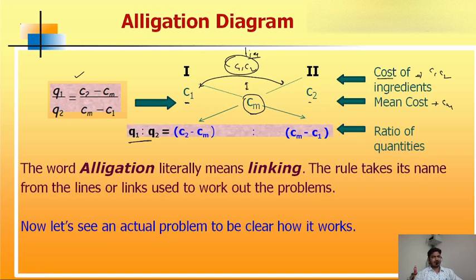Next, the word allegation. Up to now we have been discussing what is meant by allegation. It is a rule which enables us to find the ratio in which two or more ingredients are mixed together to produce another. The literal meaning of allegation is linking, so we link one quantity with another by mixing in a specified ratio. It is a rule which takes its name from the lines or links used to work out the problems. Now let us see some actual problems and how this works.